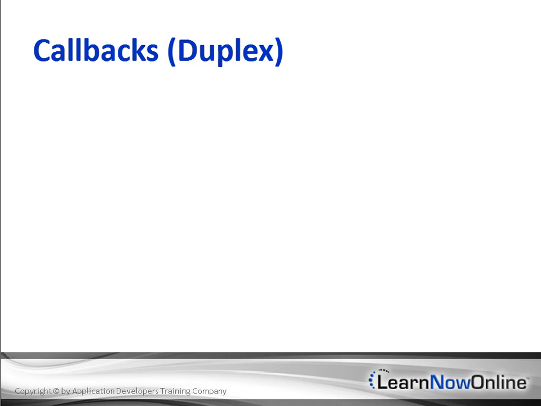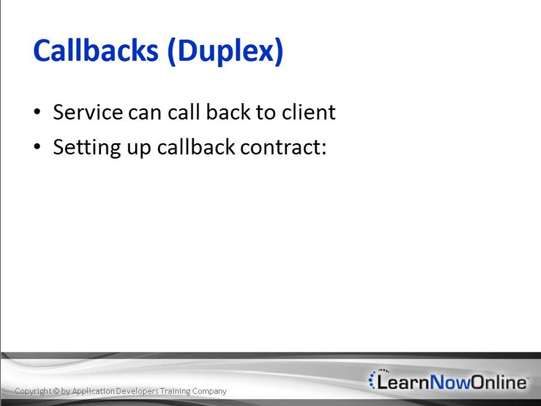Another messaging pattern is through callbacks, also known as duplex. With callbacks, the service can call back to the client. What this does is it enables two-way communication where the client calls the service and then the service can call back. And we can do this either via the service calling back the client during the same request, or we can hold a group of callbacks and then call back a bunch of services at the same time, or call back that service later when something happens.